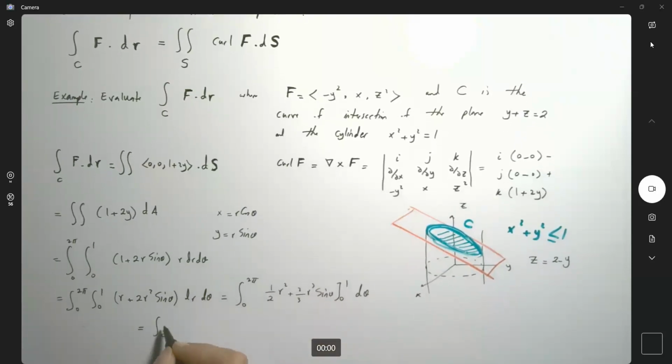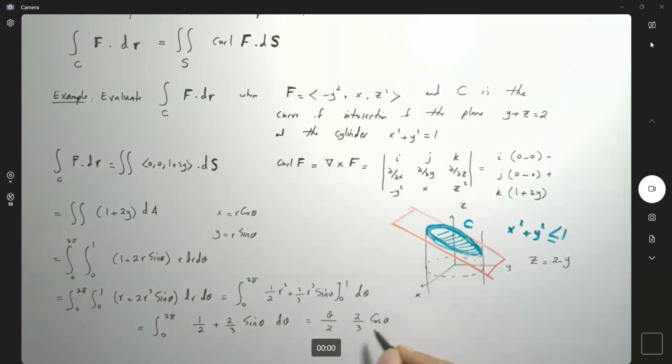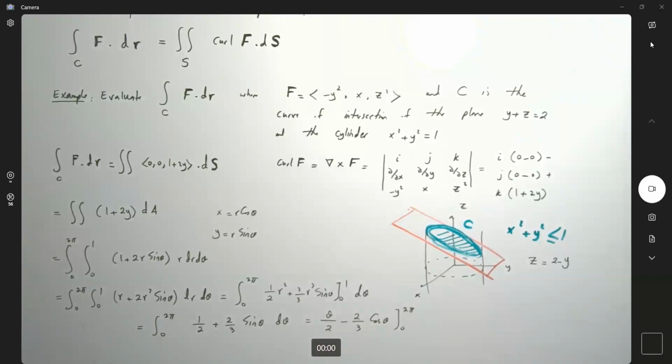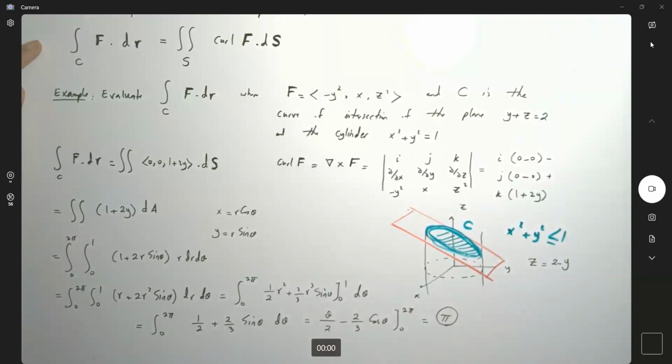So this becomes the integral 0 to 2 pi of a half plus 2/3 sine theta d theta, which becomes theta divided by 2, and then here you have 2/3 sine, which is going to be minus 2/3 cosine theta, from 0 to 2 pi. If you simplify this, it's going to become 0. So you have 2 pi divided by 2, which is equal to just pi. Very good. So we were able to compute this line integral using Stokes' theorem.